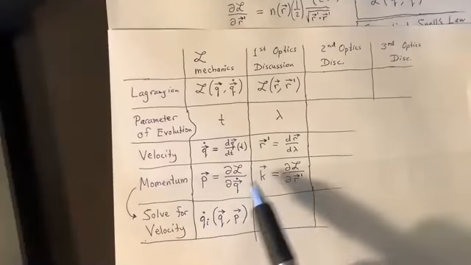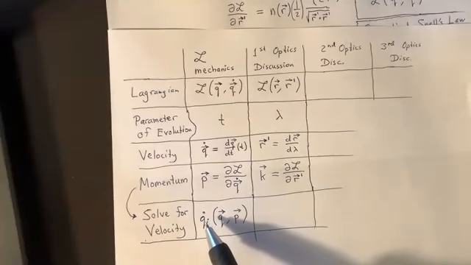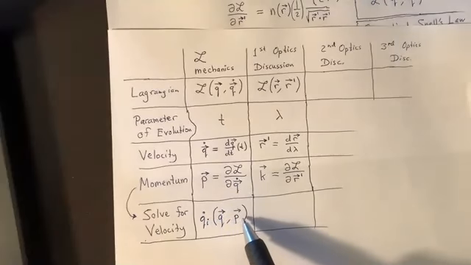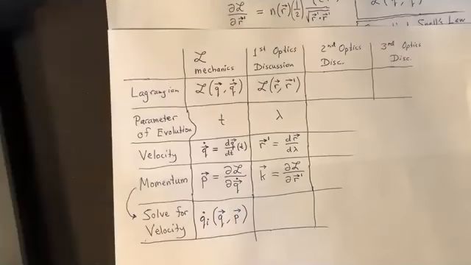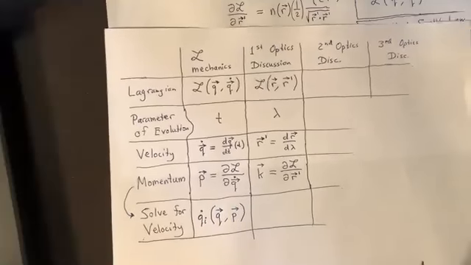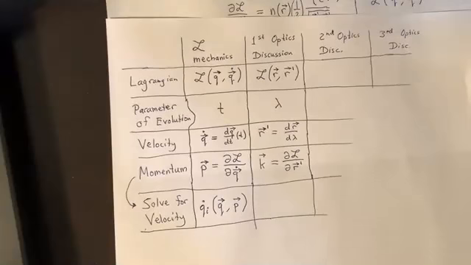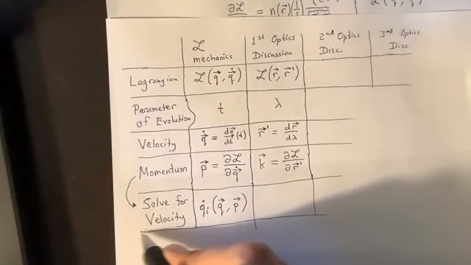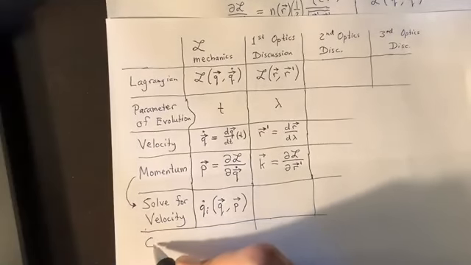When you do that, you have some sort of formula. Qi dot is a function of all the q's and all the p's. Okay, that's a bunch of algebra. Once you've done that, you can construct the Hamiltonian. So then, construct the Hamiltonian.